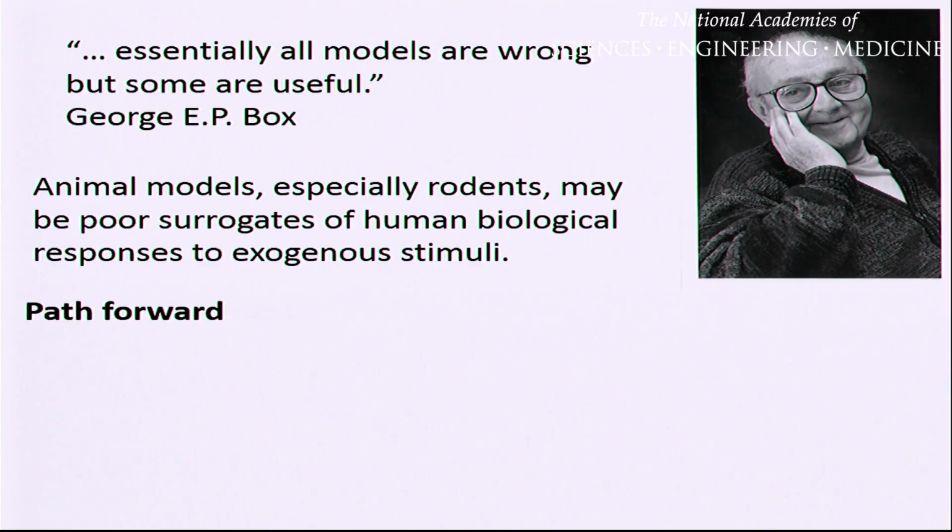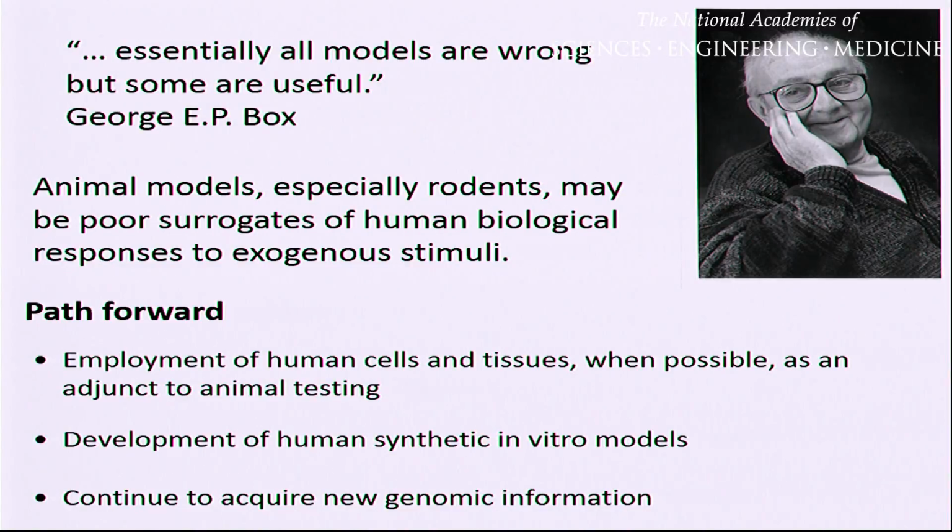And so, you know, what's the path forward? And I guess this is part of the discussion later on, but I'll just throw this out now. Employment of human cells and tissues when possible as an adjunct to animal testing, I think is very, very important. Development of human synthetic in vitro models. I think Reza and I will have an opportunity to debate some of the things he shared in his presentation. But the fact is that we do need better in vitro models, and certainly the in vitro models we have now do not simulate all the aspects of what happens in the intact organism.